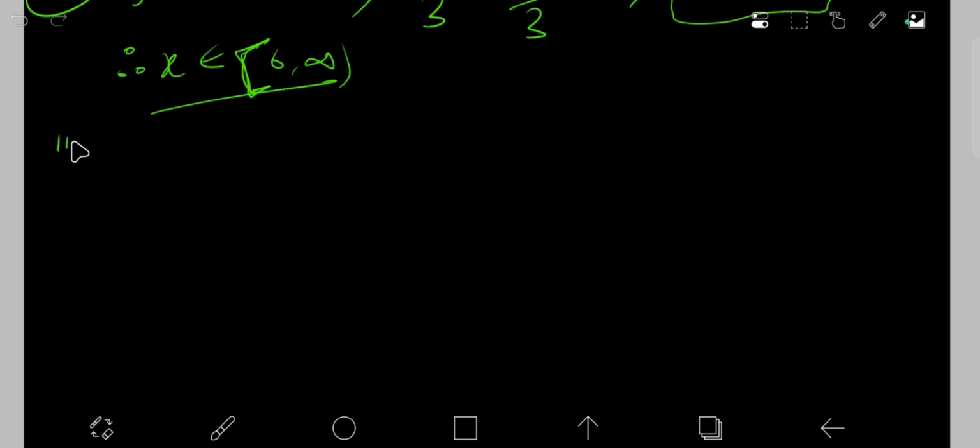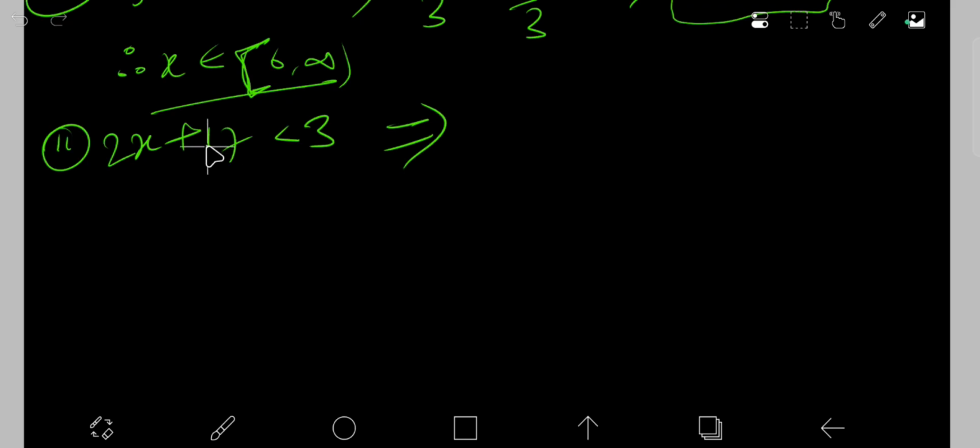Second number is 2x plus 17 less than 3. Firstly, we cancel out this constant from the variable side. How do we cancel out this 17 from the variable side? We subtract 17 from both sides.